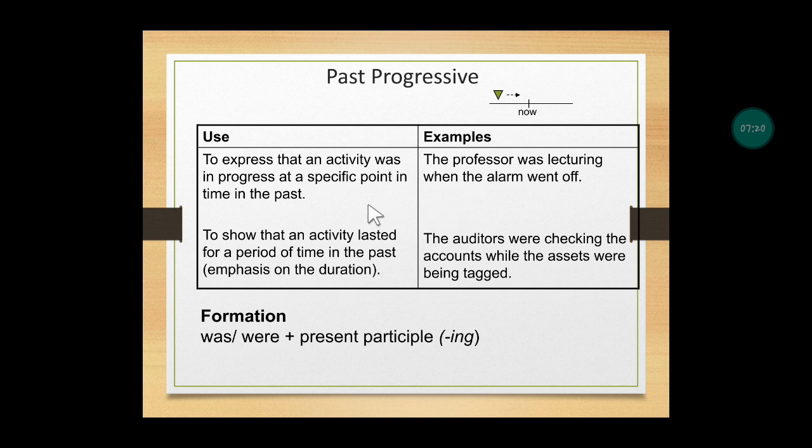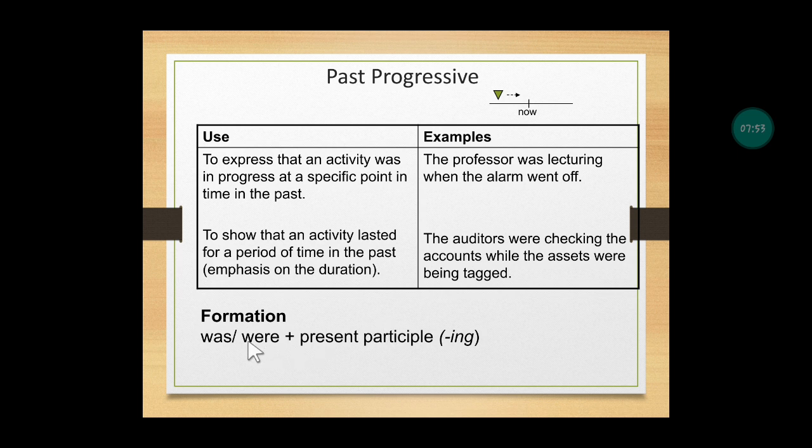The professor was lecturing. Was, that is the past tense, and the ing form of the verb lecture. To show that an activity continued for a period of time in the past, it emphasizes the duration. In the past, it lasted for some time. For example, the auditors were checking the accounts while the assets were being tagged. So here is the past progressive tense: were checking the accounts while the assets were being tagged.